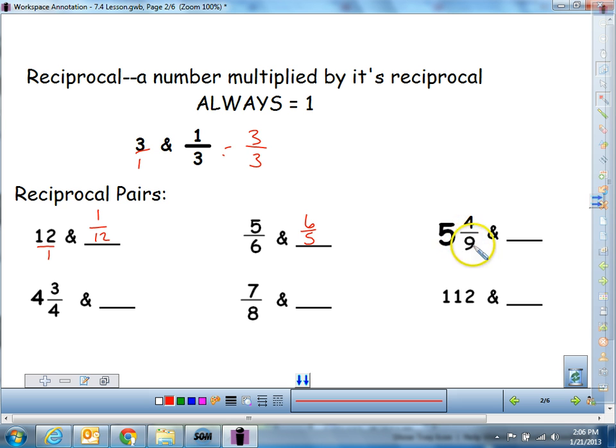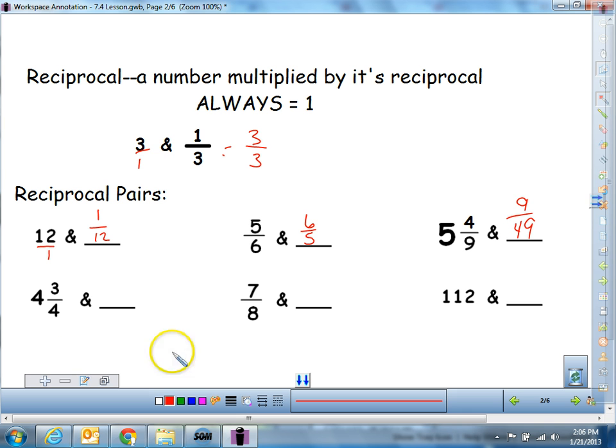What about 5 and 4/9? How can I change that? How can I invert it to get the reciprocal? If you said we need an improper fraction, you're right. 5 times 9 is 45, plus 4 is 49. So this would equal 49/9. That means our reciprocal is 9 over 49.